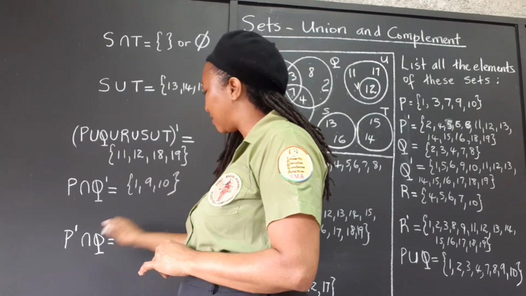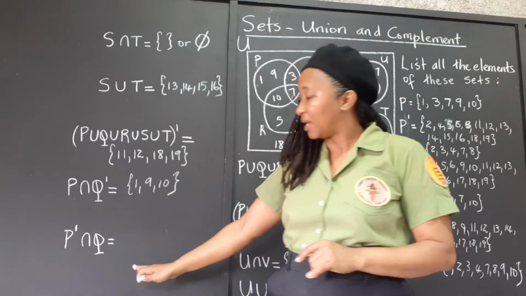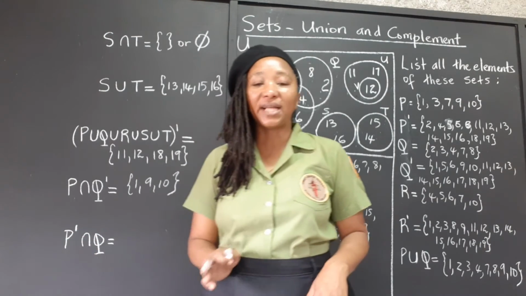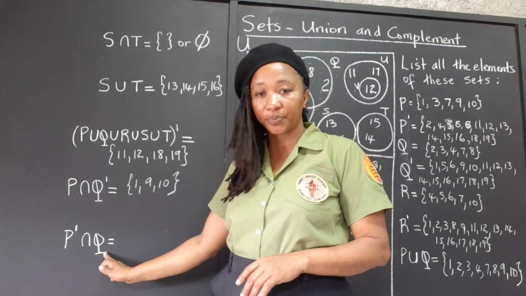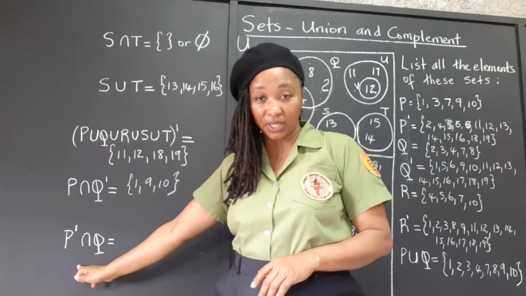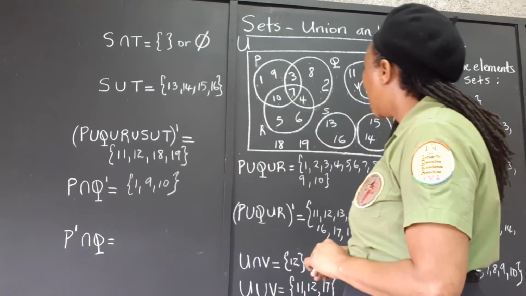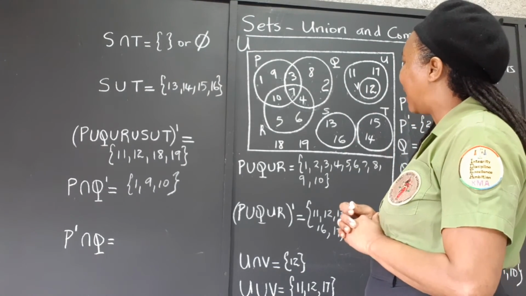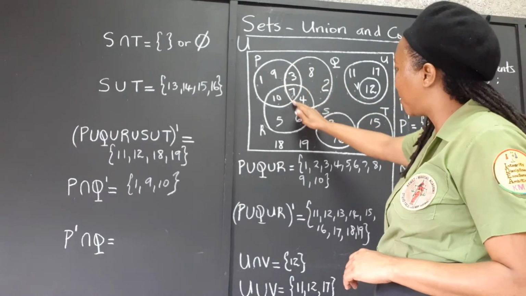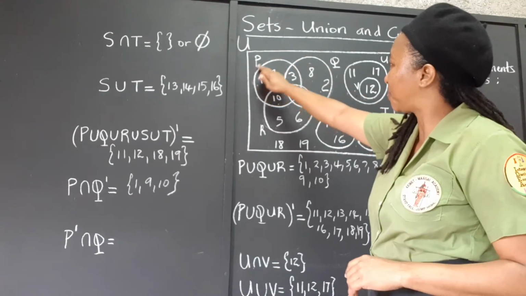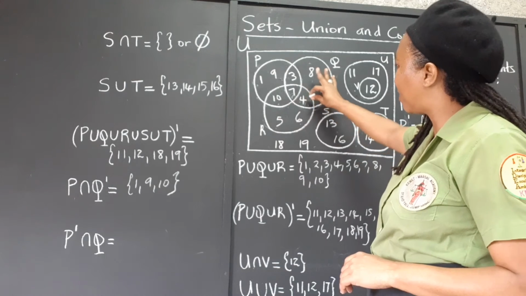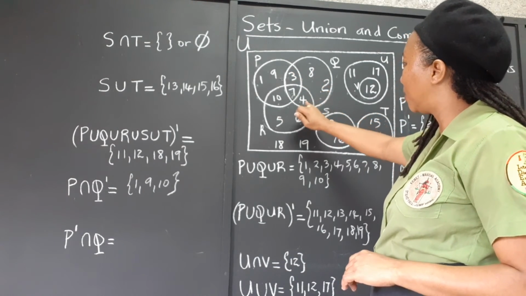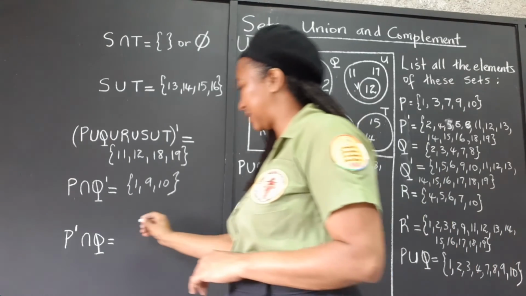And this is the opposite now. P intersects Q, P complement intersects Q. What is in Q that's not in P? Alright? So what is in Q that's not in P? So this is Q, this is P. So we want the elements of Q but not where they overlap with P. So that would be 2, 4, and 8.